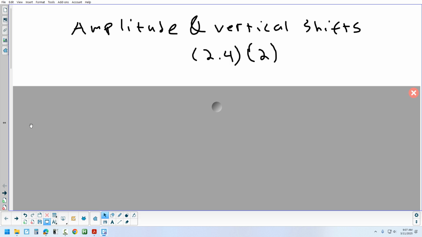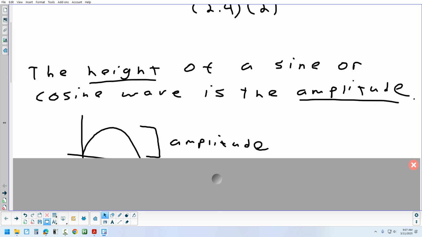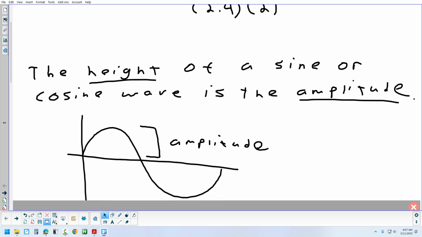Shifting left and right, shifting up and down, stretching up and down, and the very last one tomorrow is stretching left and right. So first, we'll talk about a concept we didn't really mention yesterday, and that's called the height, or the amplitude of the wave.